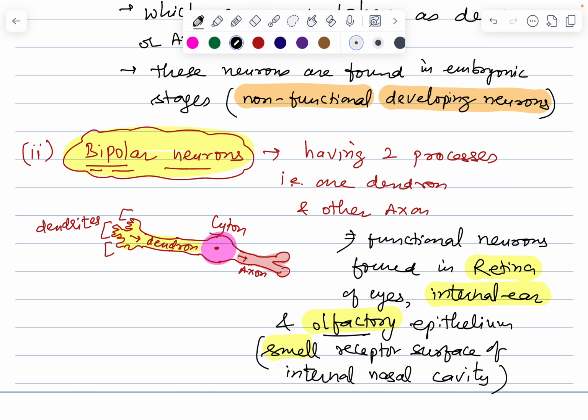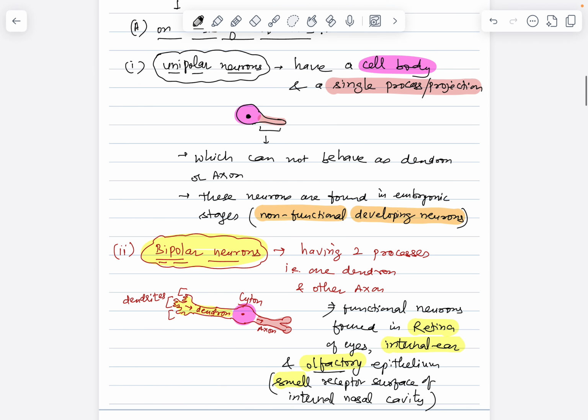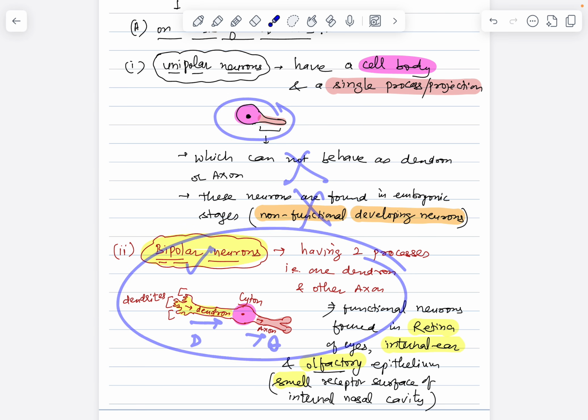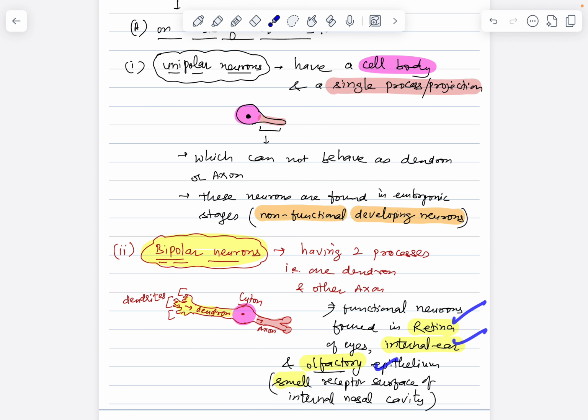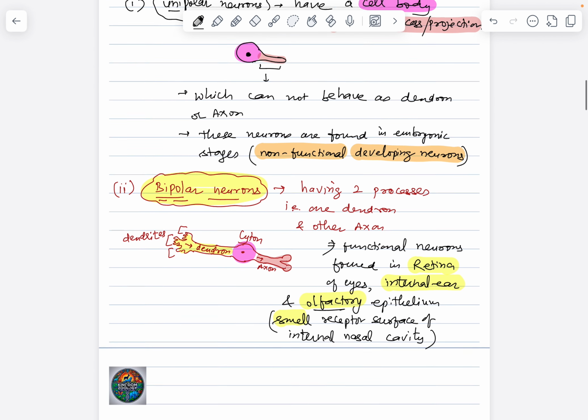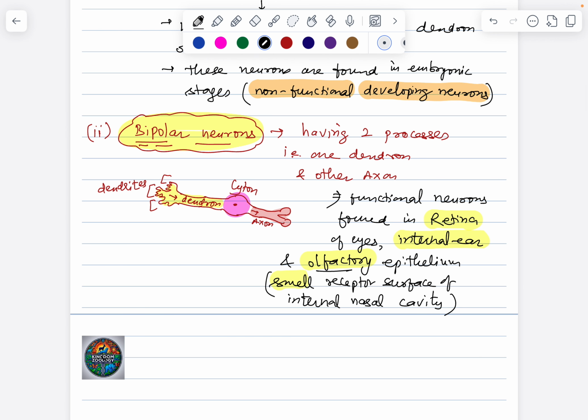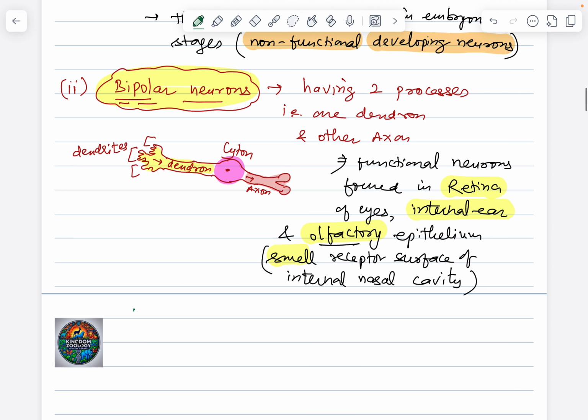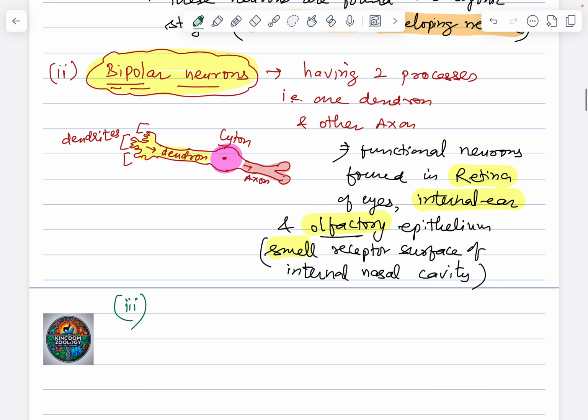Bipolar. So just a quick recall till now. Unipolar neurons with a single process cannot perform any function because one process can neither behave as a dendron nor as an axon. Bipolar, 2 processes, one dendron, one axon. So they are functional, found in the retina, ears, and olfactory epithelium. Well, next guys will be the most common type of neurons that we have in our body.